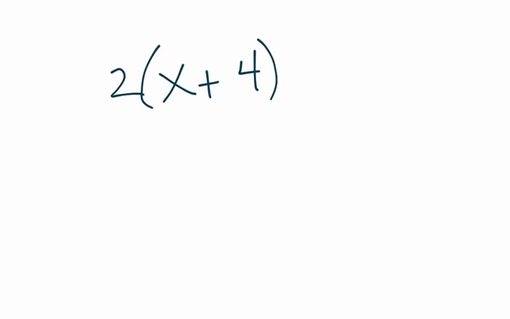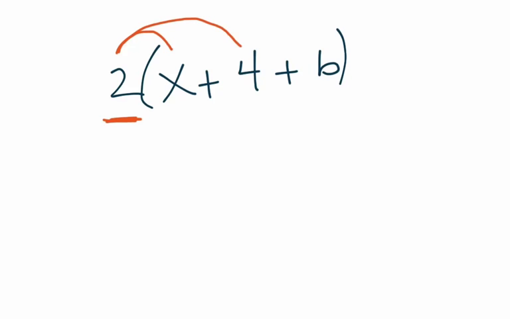What you do is that this 2 that's out front of the parentheses gets distributed to everything inside of the parentheses. So for example, if it were longer, let's say it said plus b, this 2 would go to that as well. But only to the edge of the parentheses, it can't go past this. So let's go ahead and we'll just leave that b there.